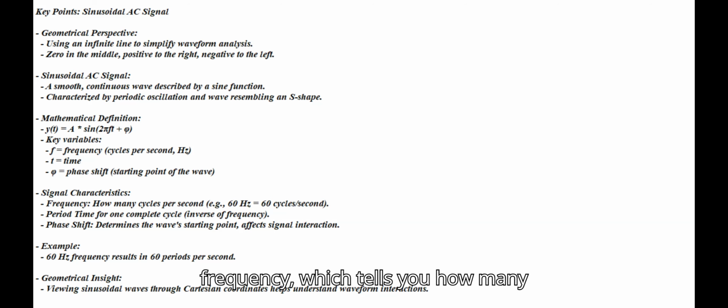So, you have the frequency, which tells you how many cycles occur in 1 second, measured in Hertz (Hz), and that's the variable f. Then we have t, which is time, and the phase shift, which determines the wave's starting point. The characteristics include the maximum value of the waveform, indicating the strength of the signal.